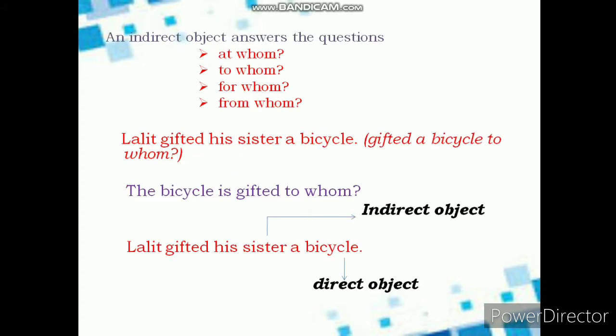An indirect object answers the questions at whom, to whom, for whom, from whom. Let us see the example. Lalit gifted his sister a bicycle. The bicycle is gifted to whom? Answer of this question is his sister. So in this sentence, his sister is indirect object. And what did he gift? Bicycle. Direct object is bicycle.